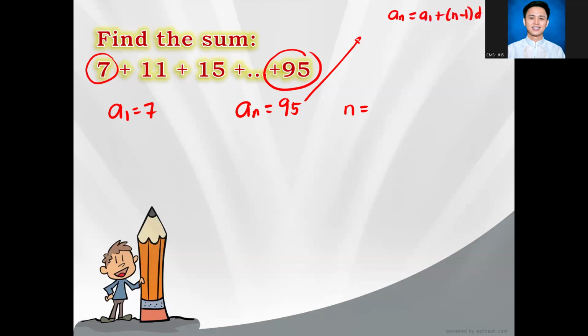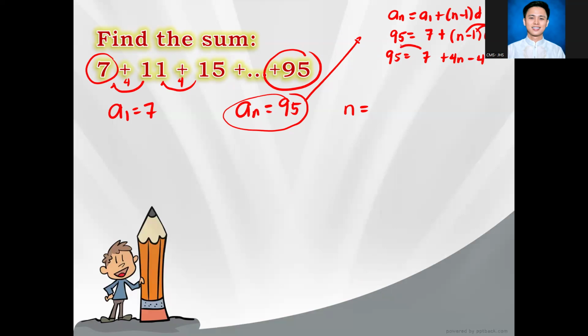So a sub n, you have the given a sub n, right? So that's 95 equals a sub 1, 7 plus n minus 1. We don't know n, so simply write n minus 1 here. But we do know d, the common difference, right? 11 minus 7 is 4. 15 minus 11 is 4. So there's a common difference for sure. So 95 equals 7 plus 4 times n is 4n. And 4 times negative 1 is negative 4.